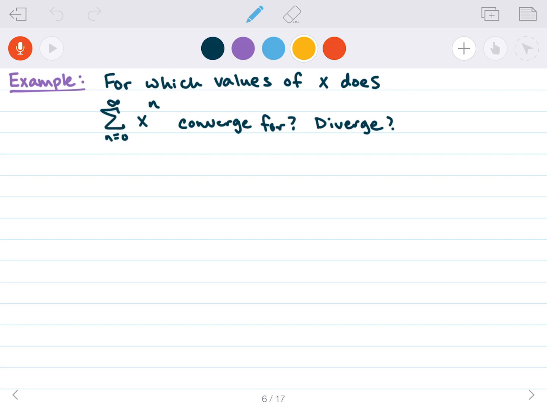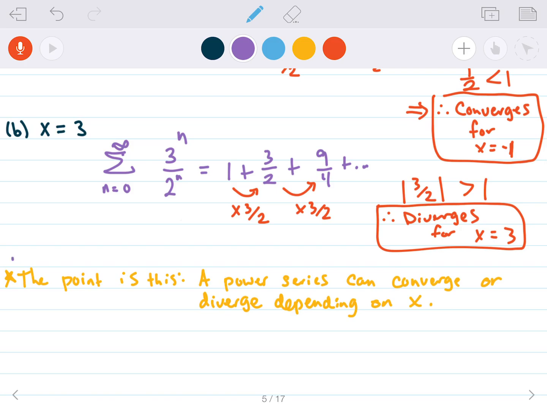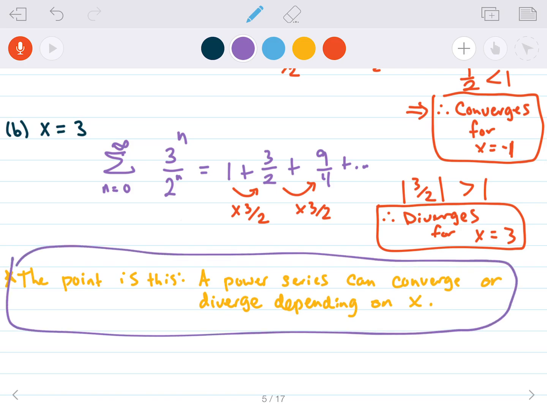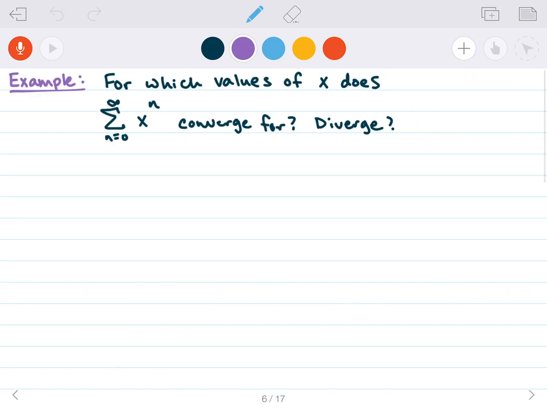So the big idea here, this is a big point, is that the power series is going to converge for certain values of x, and it's going to diverge for certain values of x. Sometimes it converges for all x. Sometimes it only converges for one specific x. And that's what we're going to look at. So let's take a look at this example. It says, for which values of x does this series converge, and which values of x does it diverge for? So we can see here that this sum is just a geometric series.